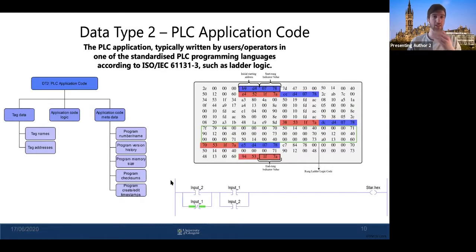Okay, the second data type we refer to is the PLC Application Code. And this is very much the application program that we've written at the start of the work and downloaded to the PLC. So this would normally be written by an operator or a user for a specific reason or a specific function that they would want the PLC to execute in order to meet the requirements of the operational environment. So we were able to acquire the raw application logic, as you can see there, and I'll go through that in a bit more detail in a minute, but we were also able to acquire quite a lot of metadata on the actual code.